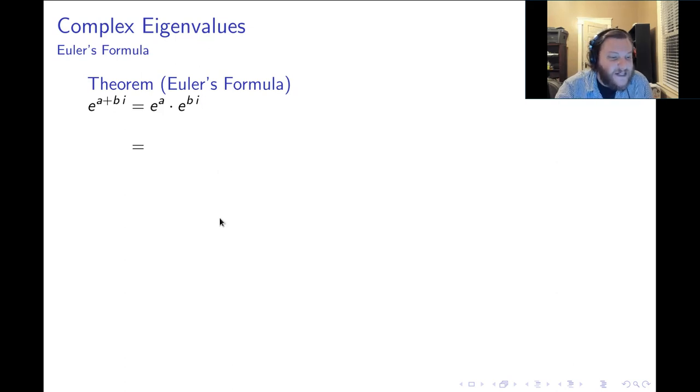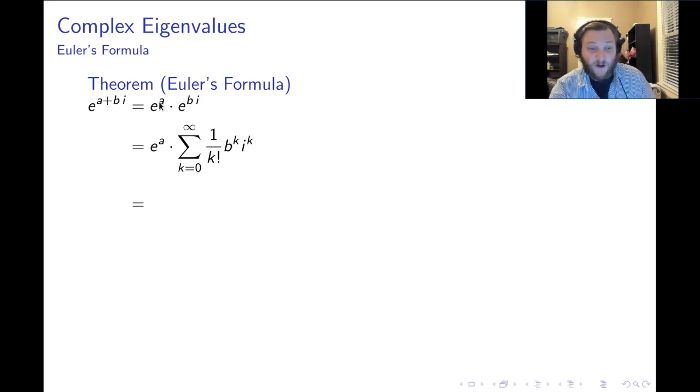The next thing to do is to recognize that e to the a is just some real number, so I can keep that. But what is e to the bi? What does it mean to raise e to a purely imaginary number? Well, what we could do is apply the Taylor series formula. The Taylor series for e to the bi would be the sum from k equals 0 to infinity of 1 over k factorial multiplied by b to the k multiplied by i to the k.